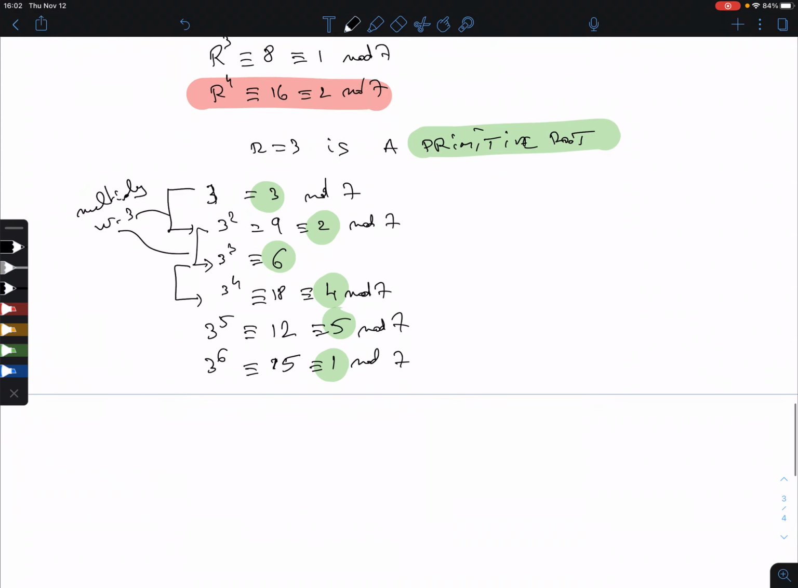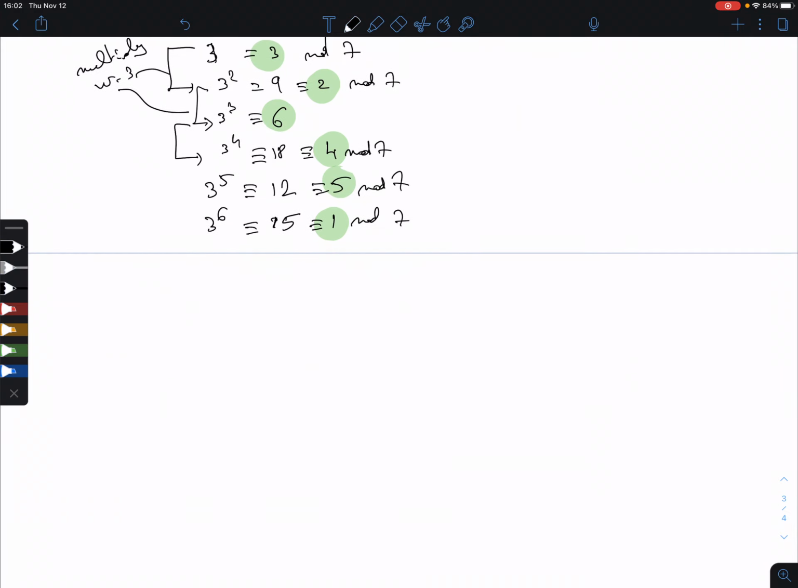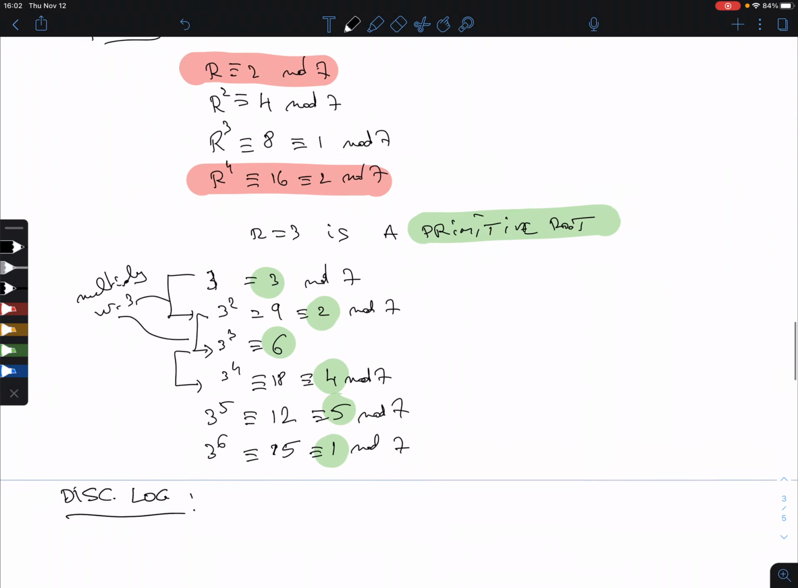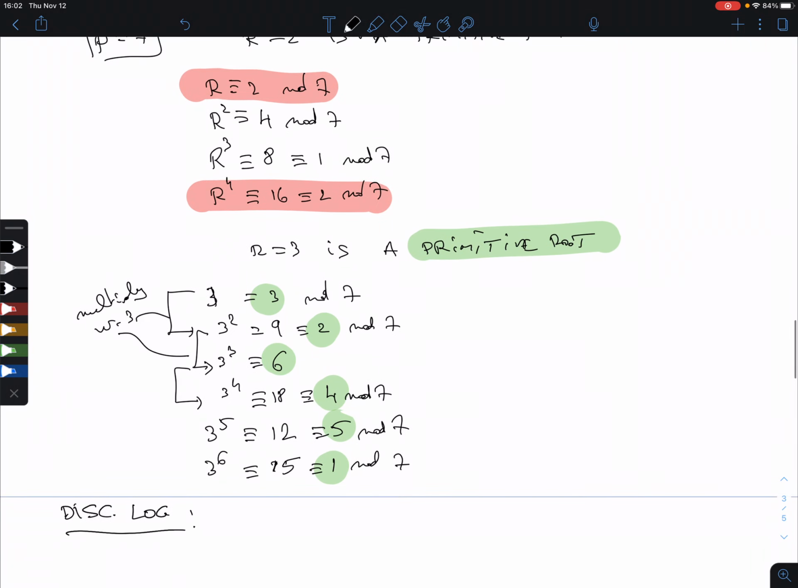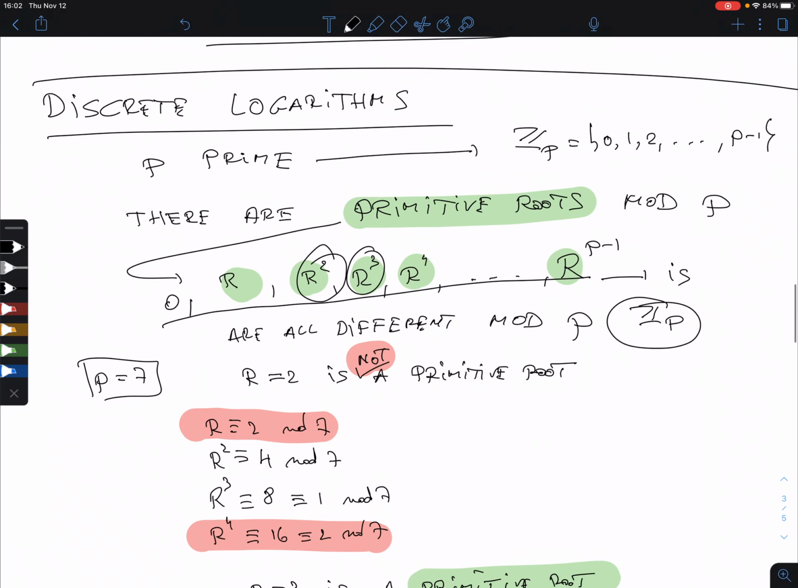Now, this is where the discrete log comes in. So, discrete log. I should say, again, we don't have any good way of finding primitive roots. We know they always exist. So the theorem says there are primitive roots. And as you can see, not every number is a primitive root. By far, not every number. But there are primitive roots. And again, we have no way of predicting what the primitive roots are.